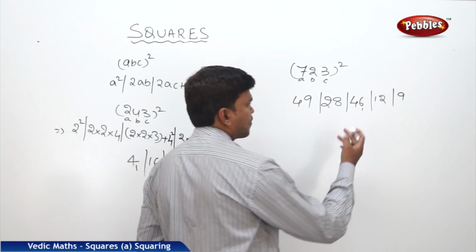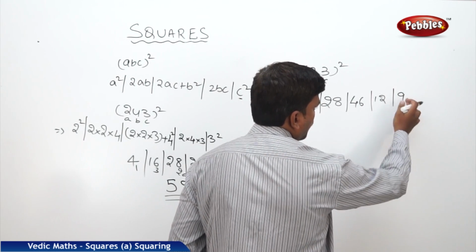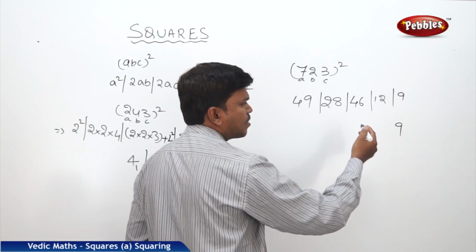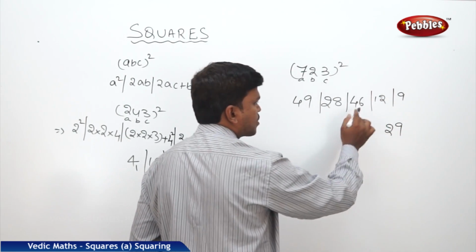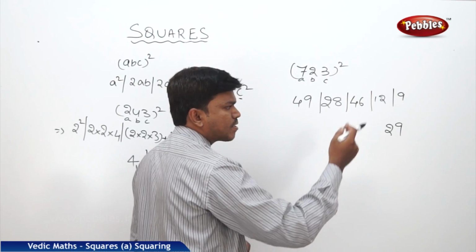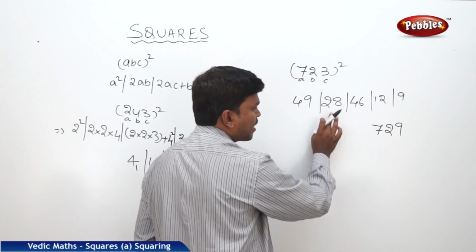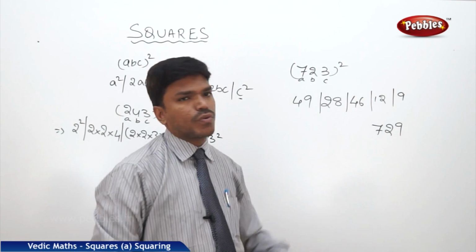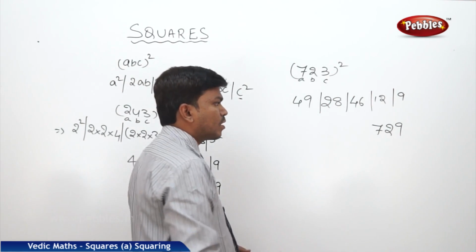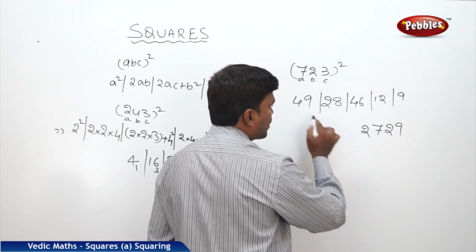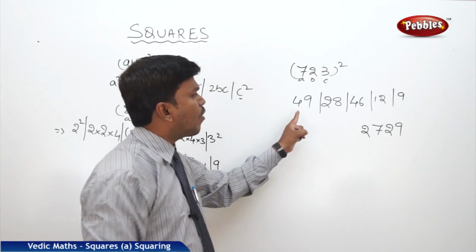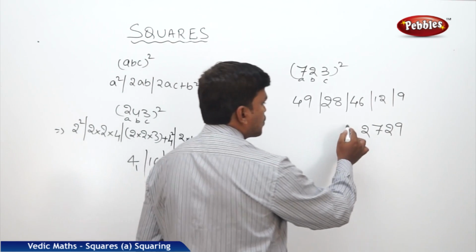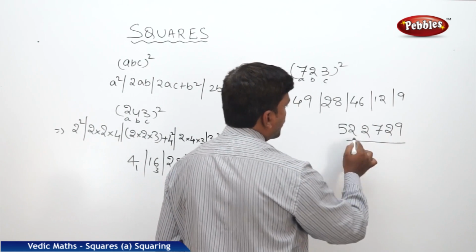Start from the right side. Okay. There is only a single digit, just drop it as it is. In 12, what is the ones place digit? 2, and carry 1 to the next number. 46 plus 1, 47. In 47, I am dropping 7 and carrying 4 to the next answer. 28 plus 4, 32. In 32, I am dropping 2 and carrying 3 to the next number. So 49 plus 3. What is 49 plus 3? 52. So what is your answer? 52279.